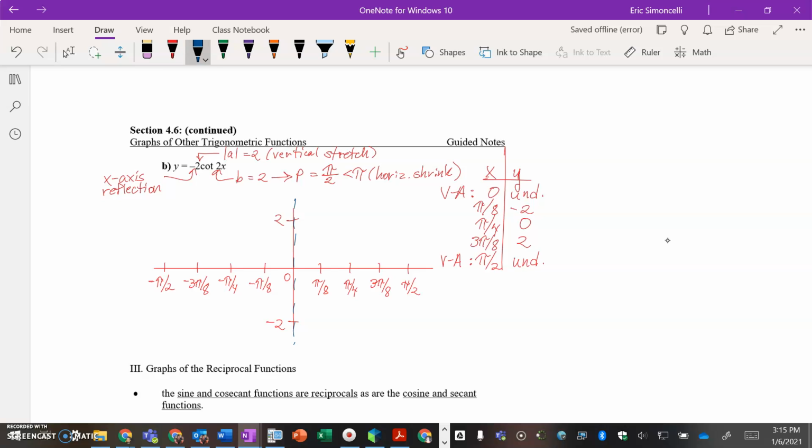Use a different color maybe for my vertical asymptote here at x equals 0. I'll continue where at pi over 8 we're down at -2. At pi over 4 we're at 0. At 3 pi over 8 we're at 2. Pi over 2, again, we've got a vertical asymptote. And that really should be enough for 1 period. However, I'll go the extra step. Again, this is a vertical asymptote, of course.